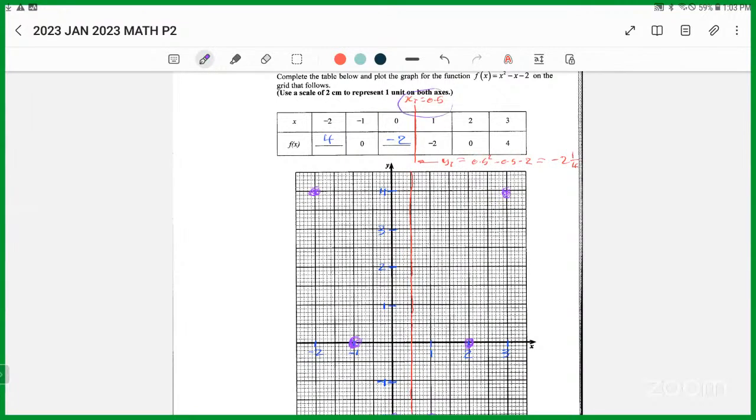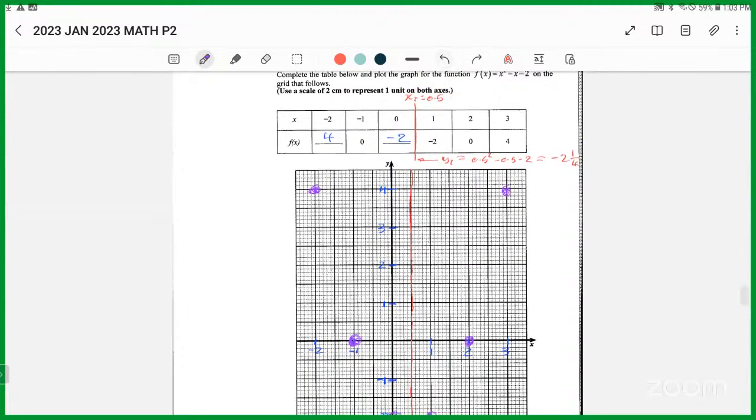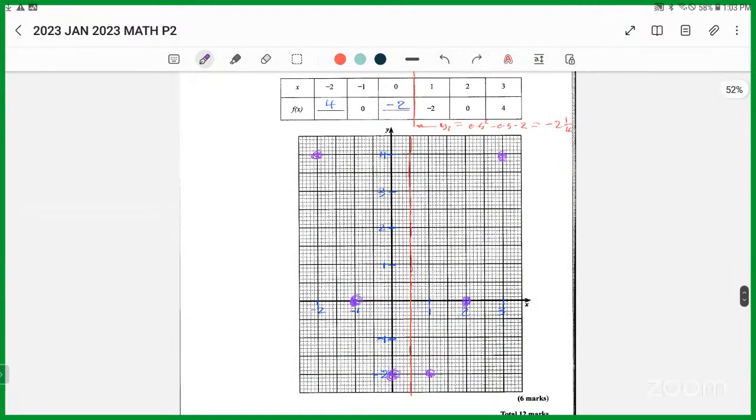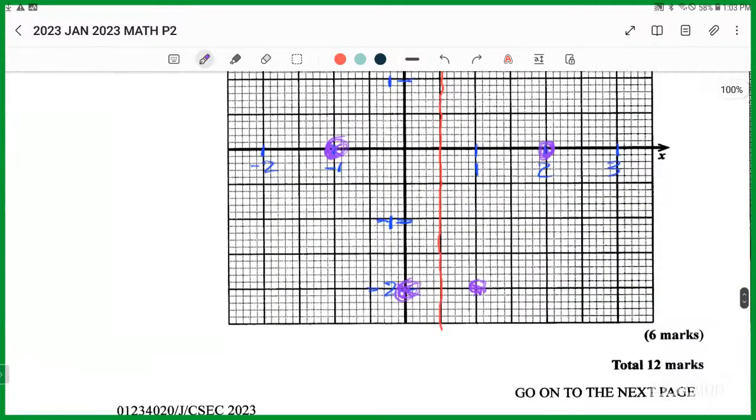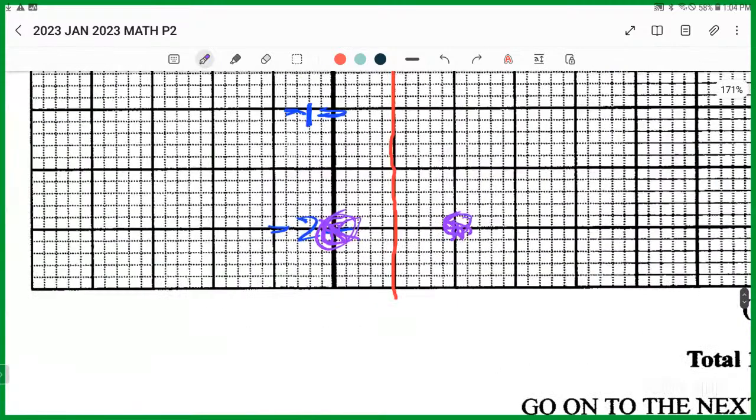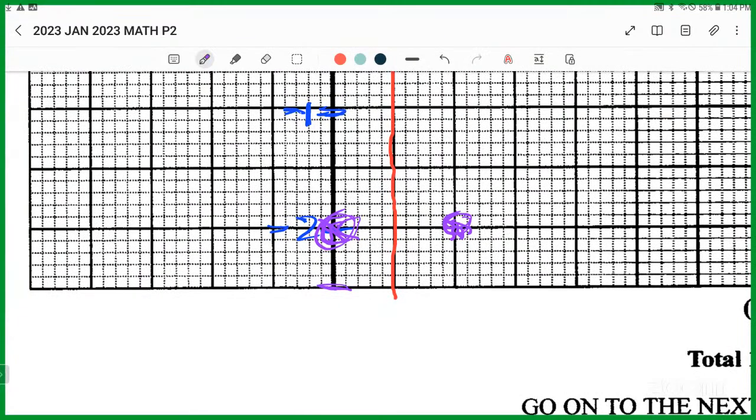Then the vertex, negative half, negative 2 and a quarter, is on this red line, the vertex line, the axis of symmetry line. So we need negative 2 and a quarter. Let's map it up. This is negative 2 and a half. The negative 2 and a quarter is right here. We're talking about this point, the vertex point, the minimum point. That's the vertex point: negative 0.5, negative 2 and a quarter, or negative 2.25.